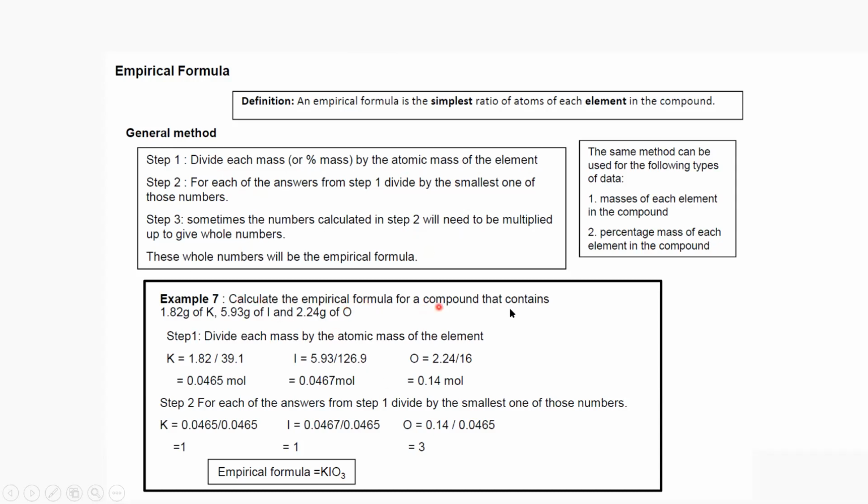So calculate the empirical formula for a compound that contains 1.82 grams of potassium, 5.93 grams of iodine, and 2.24 grams of oxygen. So step 1 is divide by atomic mass.